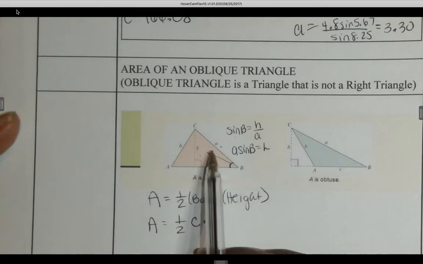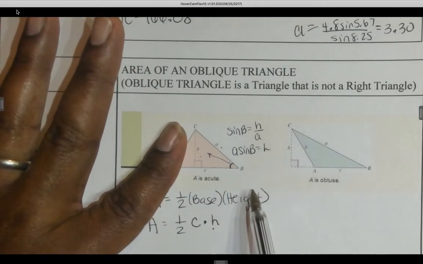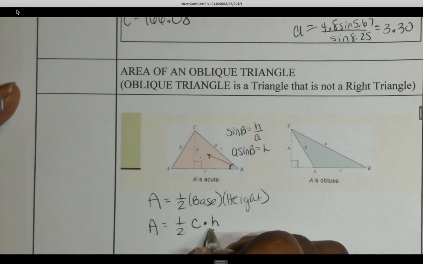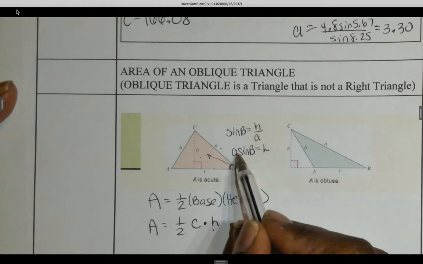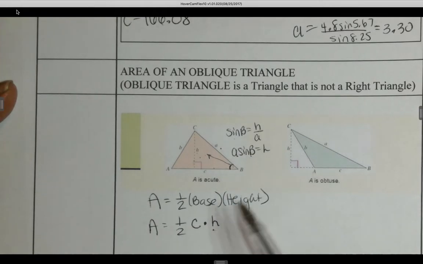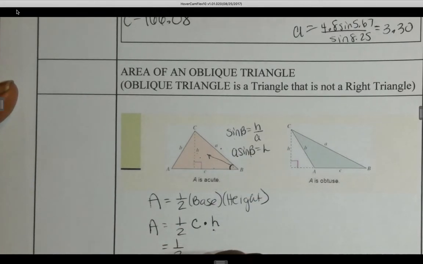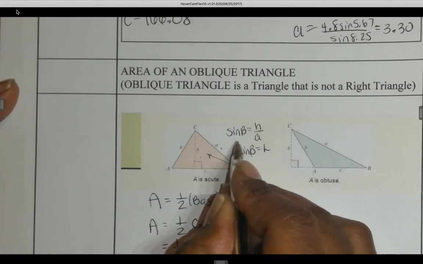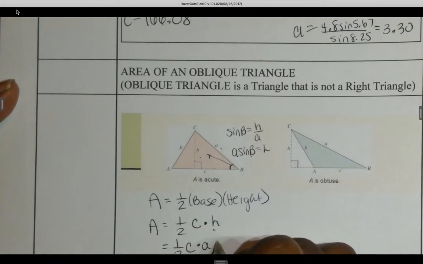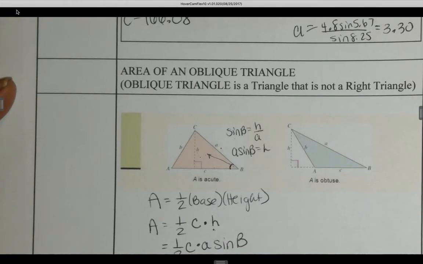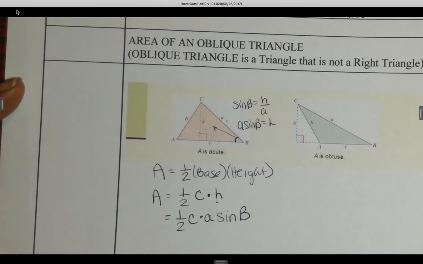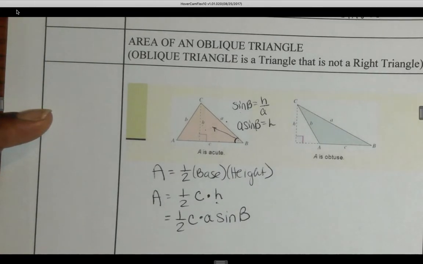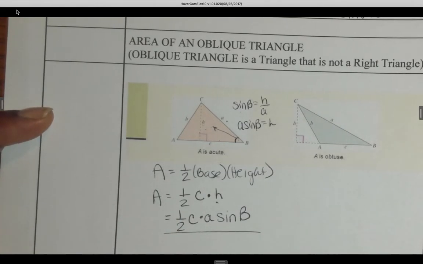That's just because we have our little right triangle here, so we can use what we know about sine. Even if I don't know the height, I know what A is, and I know how to find sine of B, so I can plug that in. Our formula is 1/2 the base times this expression for the height, which is A sine B. So this area formula is used when we do not know the height. We know some other side lengths, we just don't know the height.